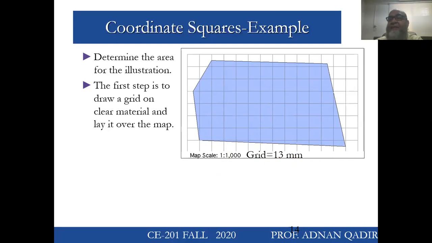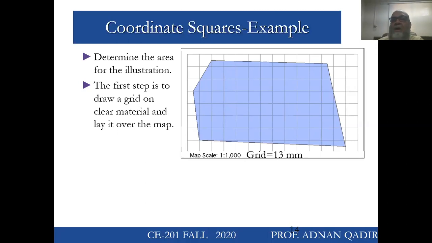This becomes 169. And since one unit on paper equals 1000, that would mean 169 into 10 power 6 is the area of this one square. Let me tell you again.